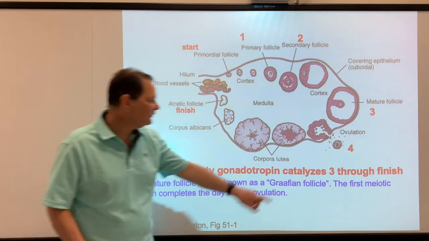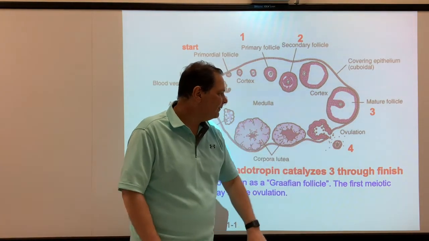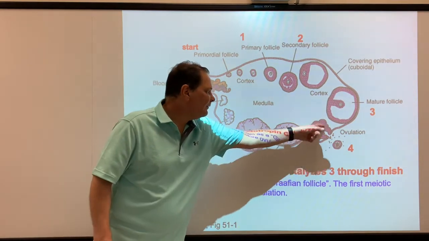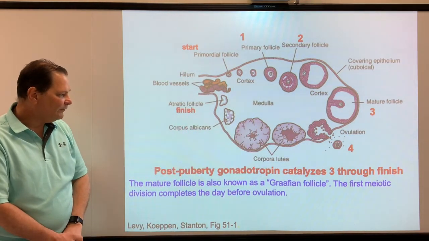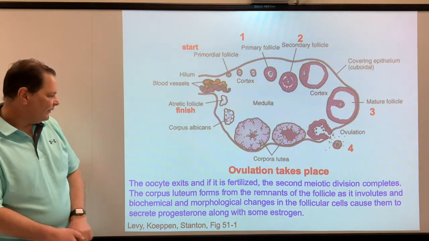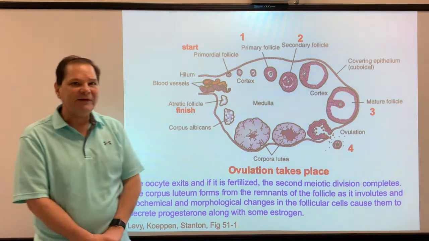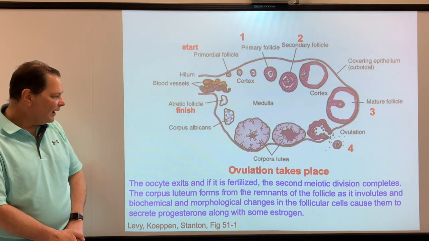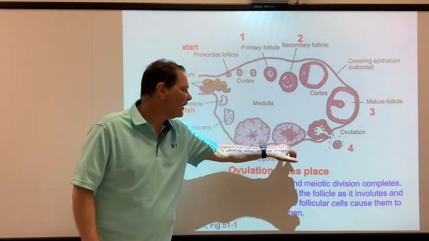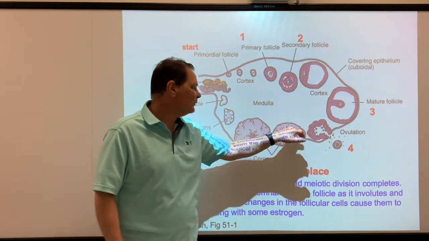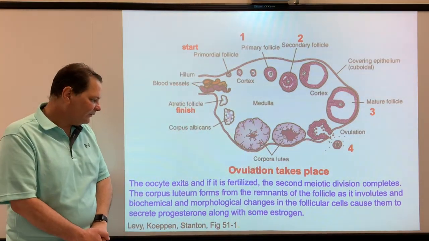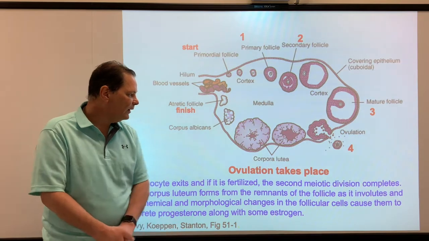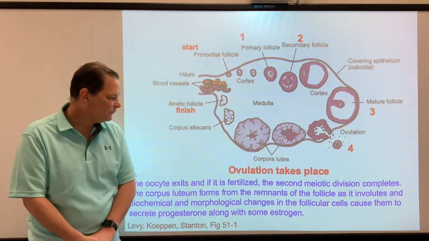Okay, so here's your oocyte surrounded by a corona radiata. We'll cover what that is in a second. And here's your ovulated remnants of your Graafian follicle. So the oocyte exits, and if it's fertilized, the second meiotic division completes, as I demonstrated on the previous slide. And the corpus luteum follows ovulation and develops, and these are follicular cells which have undergone a transformation into a type of cell which does a very good job of secreting progesterone, which is very important during the luteal phase of the cycle, along with some estrogen, okay?